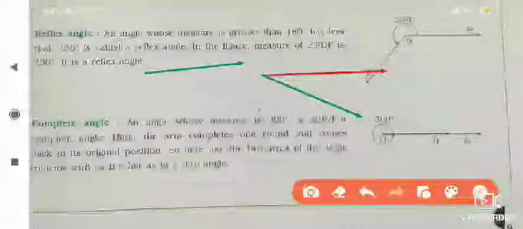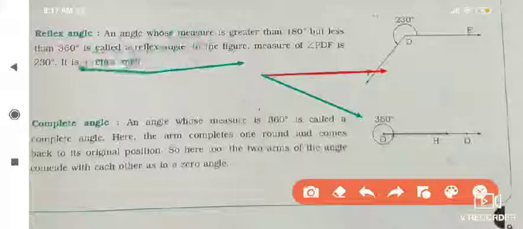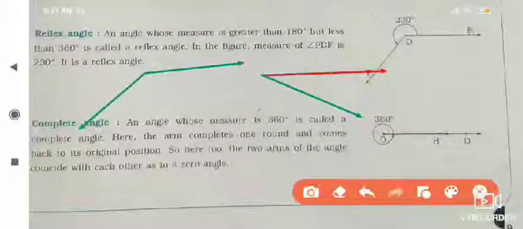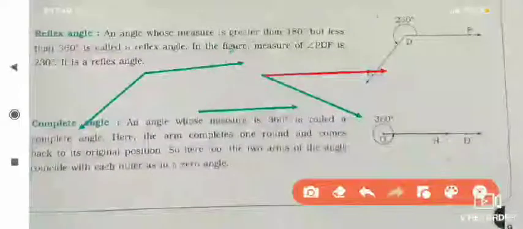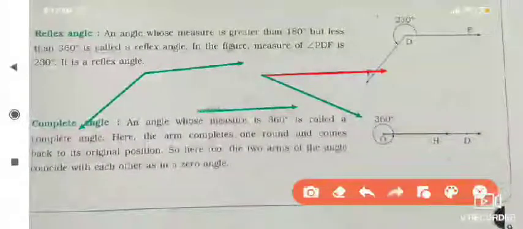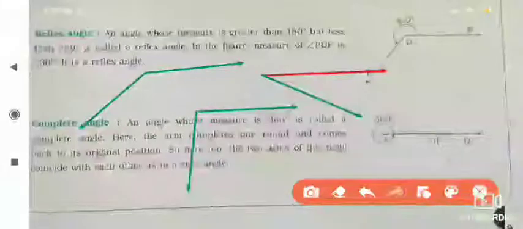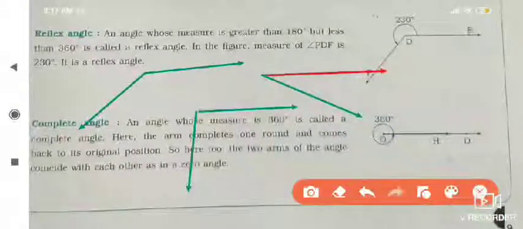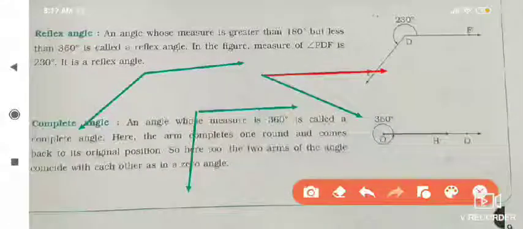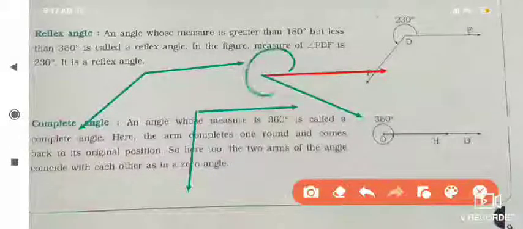It may be here, otherwise I will draw one more angle for understanding. So this is the first arm, and another arm is there. If it rotates from here to here, this angle is also a reflex angle. If it rotates from this way, this is also a reflex angle. So these reflex angles are more than 180 degrees and less than 360 degrees, and the rotation is shown by this sign.